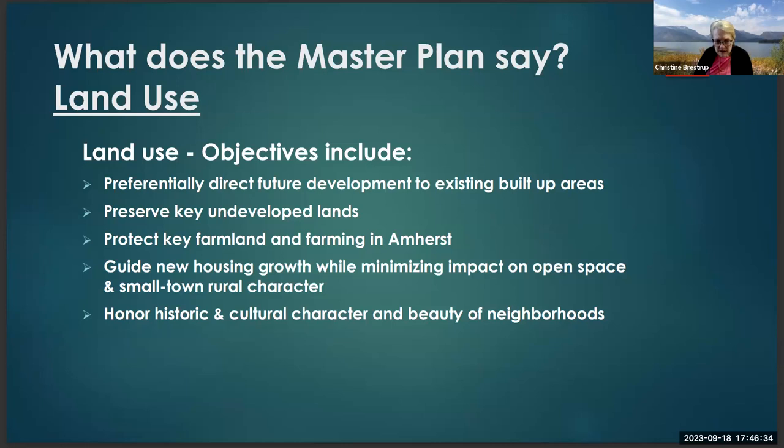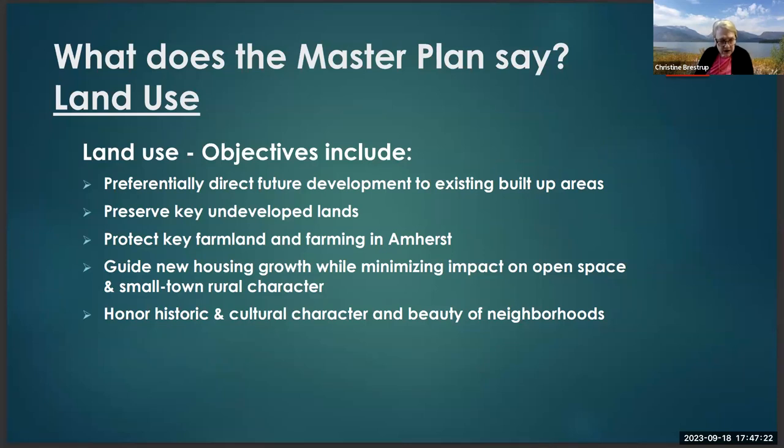Guide new housing growth while minimizing impact on open space. So we do have a cluster zoning bylaw that encourages the use of the cluster zoning development method, which means that you put your infrastructure and your houses in a smaller location and you get some dimensional waivers as a result, and then you preserve a larger piece of land. An example of this would be the Vista Terrace development in South Amherst, which is 11 acres of land, four of which were developed for housing and seven of which are preserved. And I believe that the developer has even either given it to the town already or has the intention of giving it to the town.